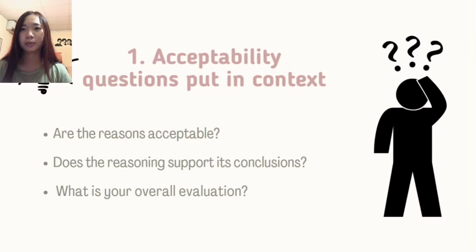So, number 1, acceptability questions put in context. So we judge an argument based on the situation, like how serious you want the argument to be. But basically, we don't take the argument very seriously when it's just a regular argument with your friends. But when you want to find out the truth about something, you have to do it systematically by asking questions concerning the particular claim. And there are 3 questions that you can start with.